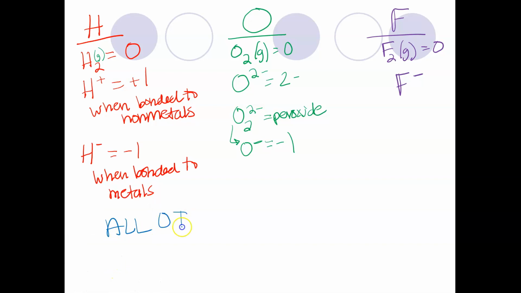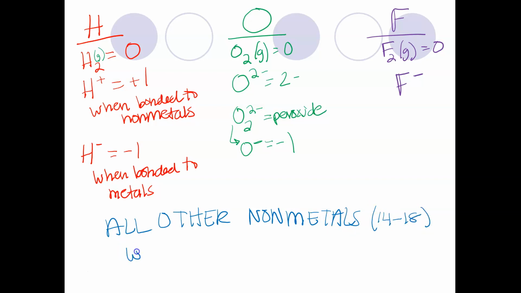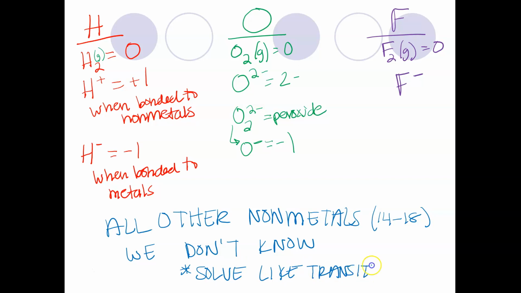All other nonmetals, so groups 14 through 18, I guess, we don't know, which means we have to solve for them, like we did the transition metals. Okay, my handwriting's not great. So this is what rules 3, 4, and 5 were trying to tell us.